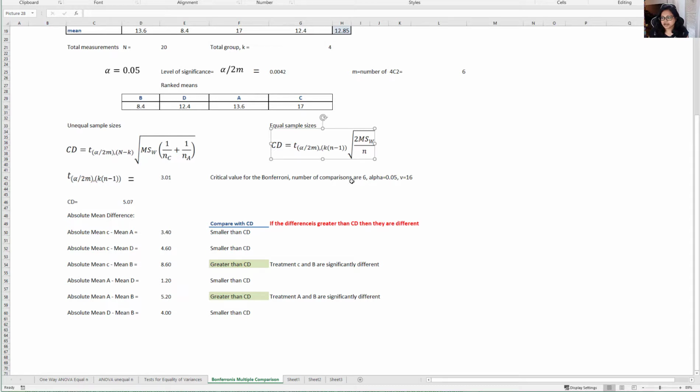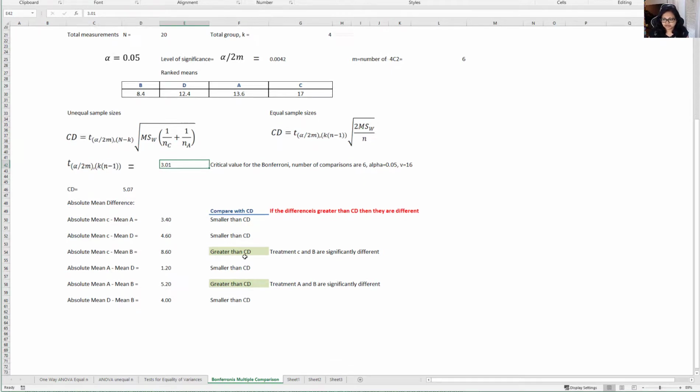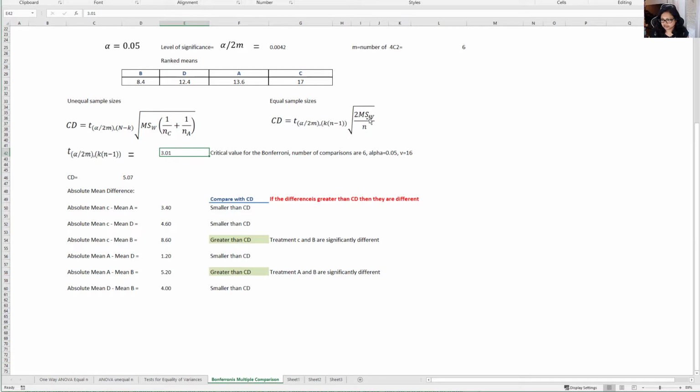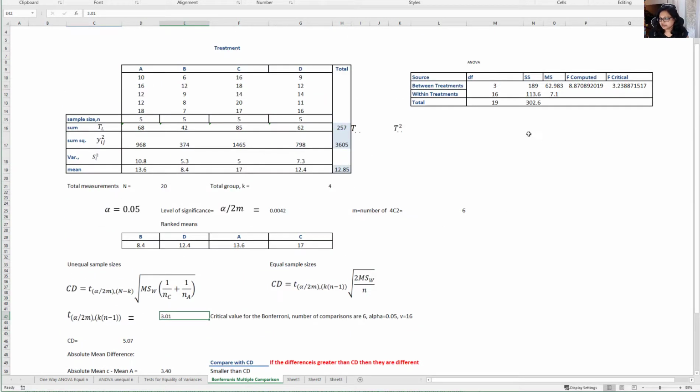The number of comparisons we have is 6 pairs, so you can see C2 6 pairs, and the level of significance was 0.05, and the degrees of freedom is 16. In that case, I'm not using 0.042 because it's already mentioned that we have 6 comparisons. So the t value would be 3.01. I use this t value, and then I use 2 mean squared error divided by n. That means 7.1 multiplied by 2 divided by the sample size, which is 5.